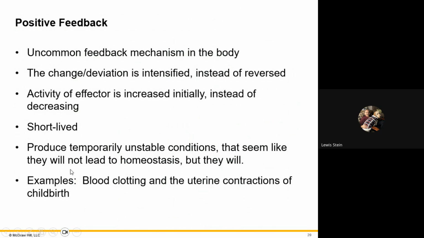Well, that's kind of the opposite of homeostasis. But the reality is these are things that need to happen, certainly bleeding, having a baby, but we want to get those things to the conclusion. You got to get the blood clot, etc. That kind of thing. It's really important.